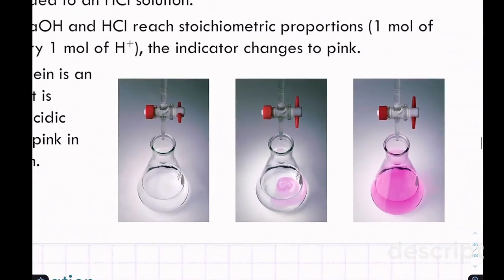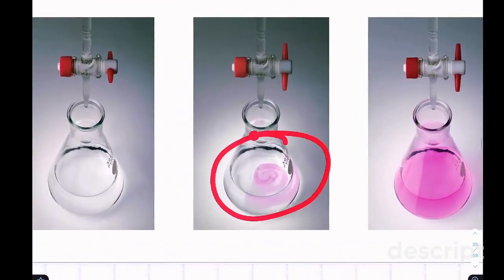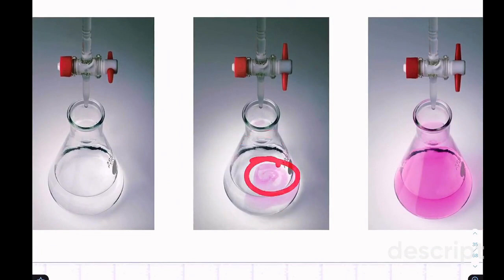This is also kind of what it'll look like if you don't swirl it very well. You'll get pink in the middle, but it's also clear all around it. So you need to mix it, swirl it, so that you're sure that all of the NaOH you've added has had a chance to react.